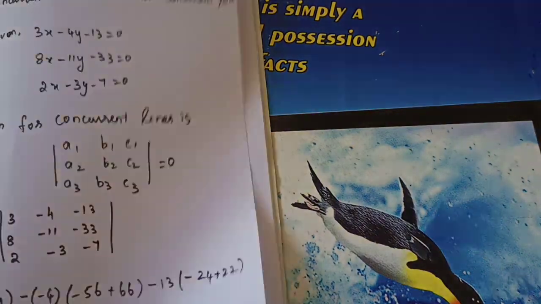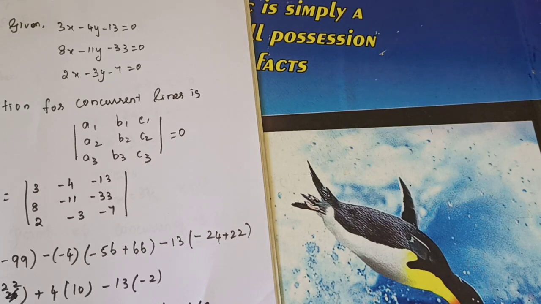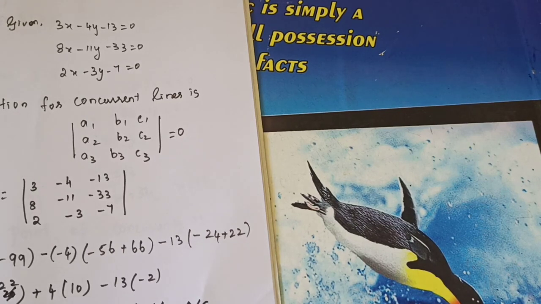Understand? When you see it, you will think it's a big problem. No. Okay, determinant value 0 means we will say the given lines are concurrent. If they ask to find the concurrent point, take any two equations and solve them and find out the x, y value. That's the point of concurrency. Understand?